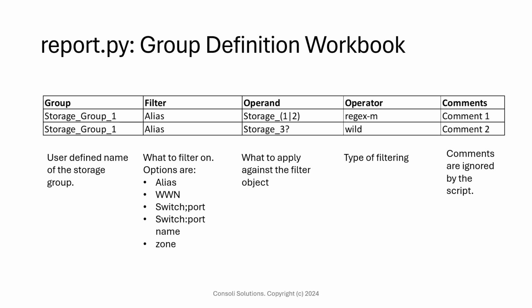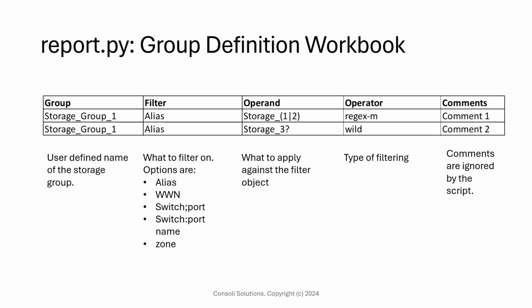The filter column, this is usually alias. You could use WWNs, but typically those are only used for LSAN zones. Details on how to define a group with a WWN is in the instructions worksheet. Operand, this is what you're looking for. So in this example, I'm looking for aliases that begin with storage with 1 or 2 using a regex match search. And then that second line there, again, I'm adding to storage group 1. And this time I'm going to add anything that matches storage_3 question mark doing a wildcard search.